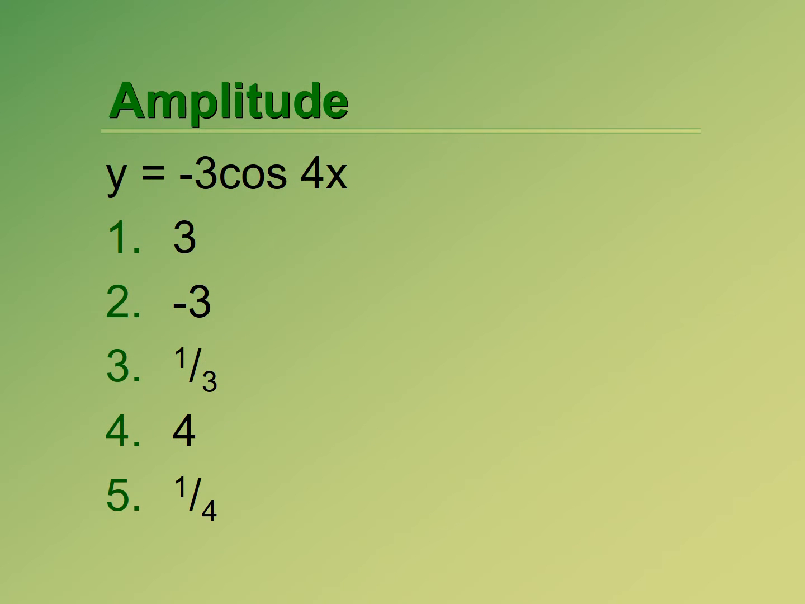So for this one, y equals -3 cosine 4x, what would be the amplitude? Go ahead and identify the amplitude. These are your choices. All right, you should have chosen option number 1. So remember one more time, amplitude appears before your trig function, and it's distance. So we're not worried about if it's positive or negative. That means that it's going to be 3.